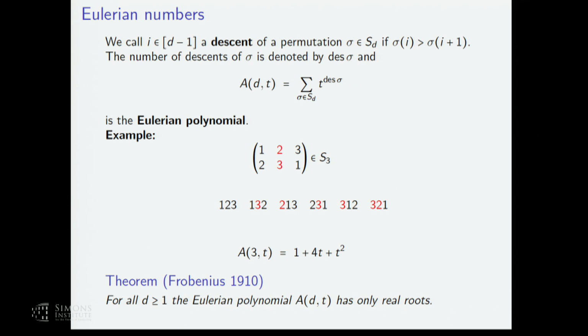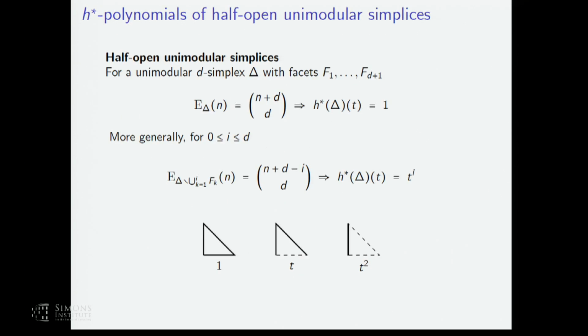And so how do we see now that the Eulerian polynomials give you the h-star polynomial of the unit cube? For that you have to believe me something, namely what is the h-star polynomial of a half-open unimodular simplex? If I don't remove any facet, then the h-star polynomial is 1. And more generally, if I remove I facets, then the h-star polynomial is t to the I. So t to the number of removed facets. It's actually not very hard to see, but it would require some calculation.